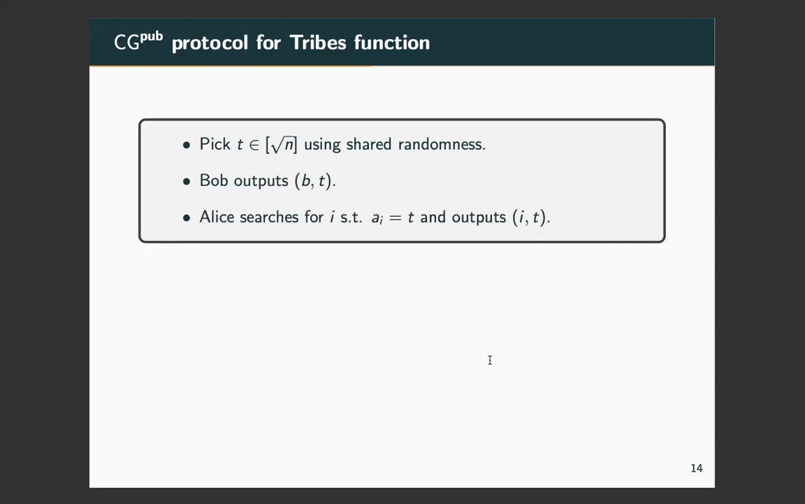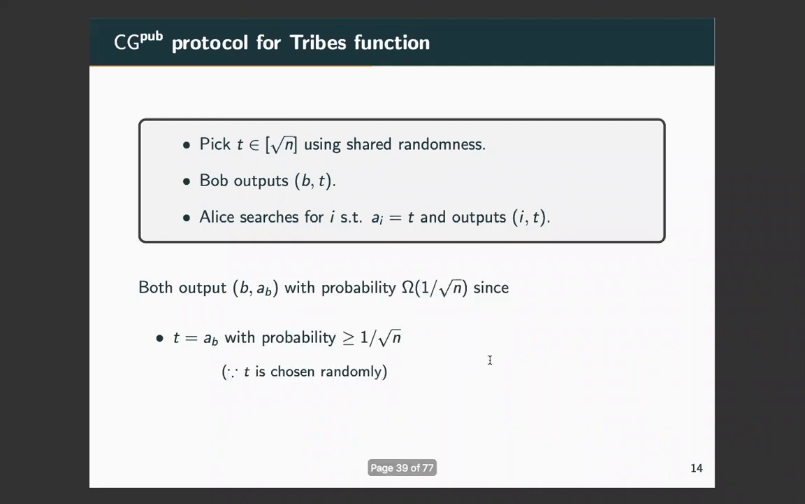Now Alice searches all of her AIs for an AI which is equal to t, and she outputs I, t. Now both of them output b, ab if the randomly chosen t is equal to ab, that is, when t is equal to the index where Alice has a 0 in the bait block. With what probability does this happen?